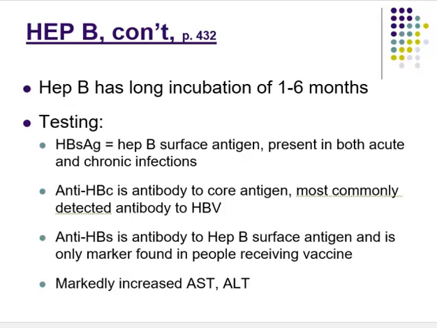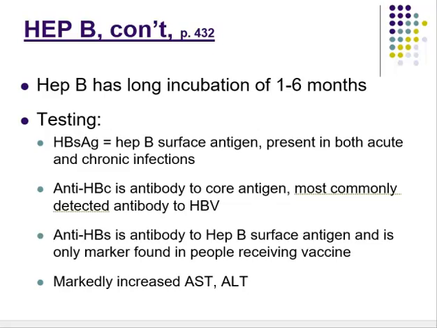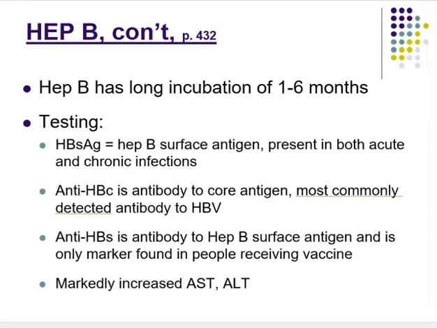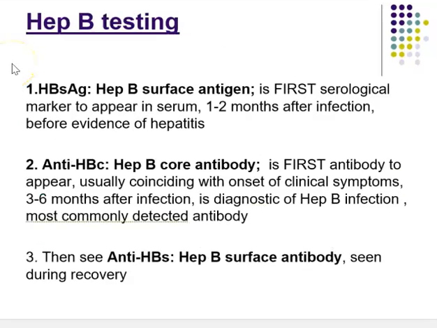But in patients who have had hepatitis B virus, liver enzymes AST and ALT will be markedly increased. So when testing a patient with Hep B, the Hep B surface antigen is going to be the first serological marker to appear in serum. And that's going to happen within 1 to 2 months after infection, before any evidence or symptoms of hepatitis occur.